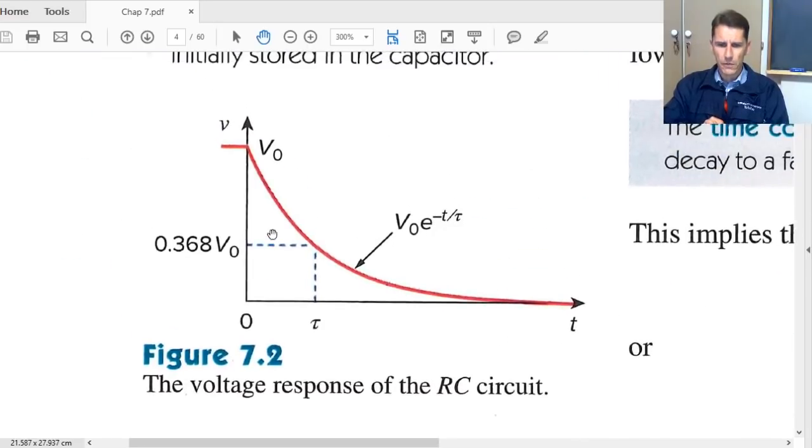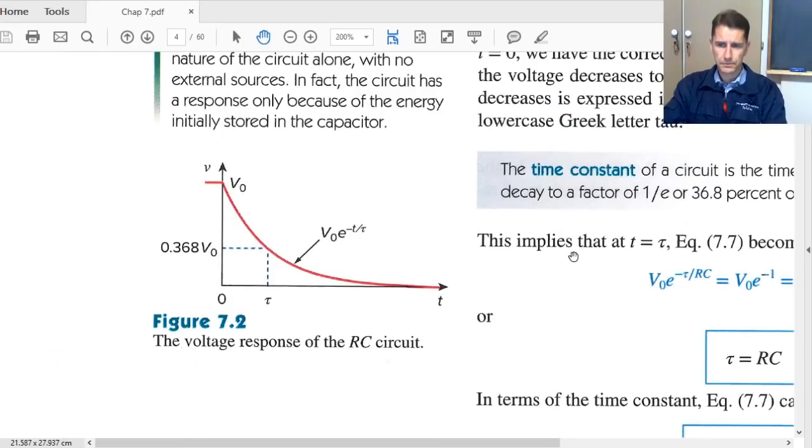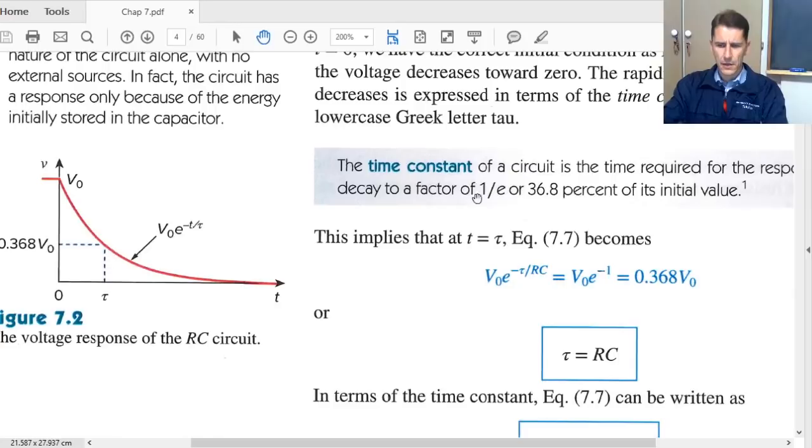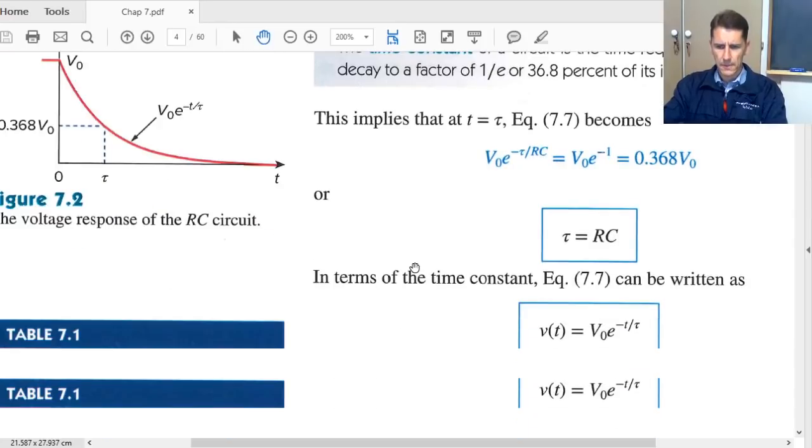Going back to our graph, you can actually measure that on an oscilloscope. You take your starting value, where it starts, or your steady state value. You look at where the wave goes to 0, so that's your difference, and then at 36.8% of the initial value, you take it there, you get to the graph, pinpoint it downwards, and that gives you that time constant. Right, so that's a nice definition for the time constant.